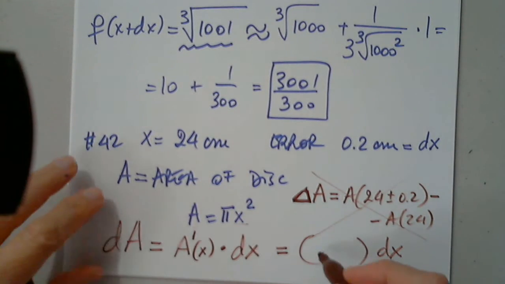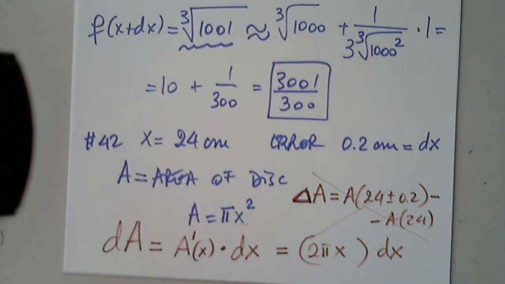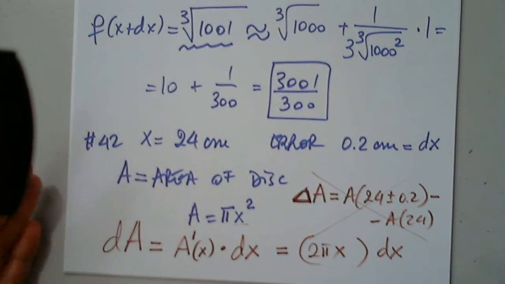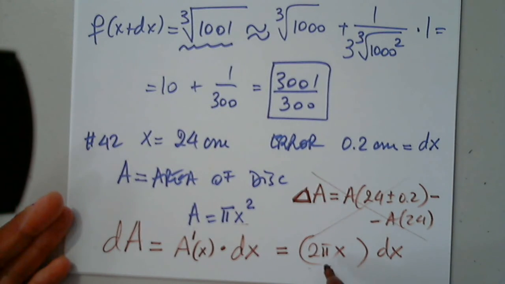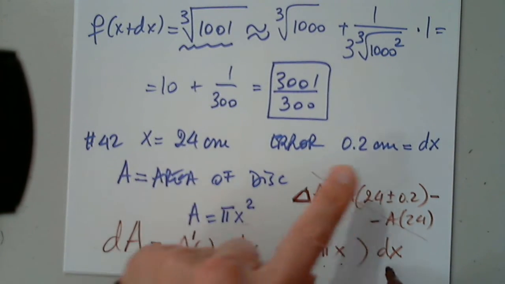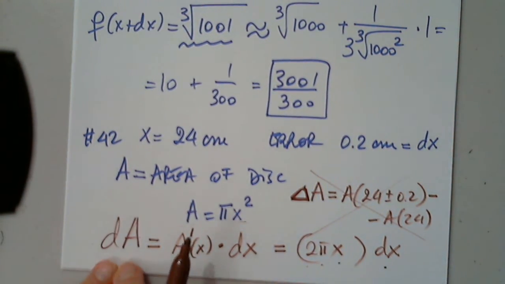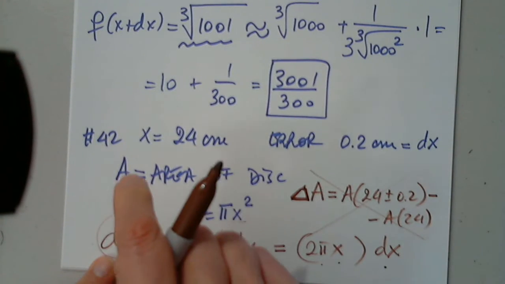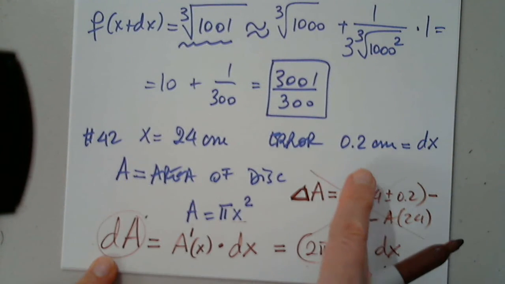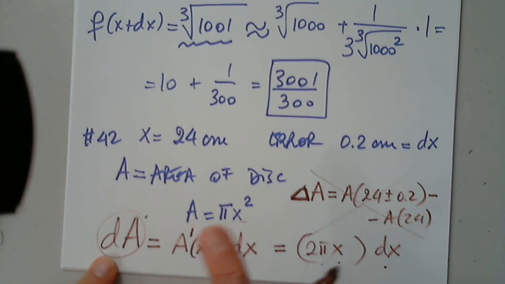The 2 pi x. That's it. All I have to do now is plug in the numbers. 2 pi are numbers, x is 24, dx is 0.2. And that is what? The approximate error in the area created by this, not the exact.